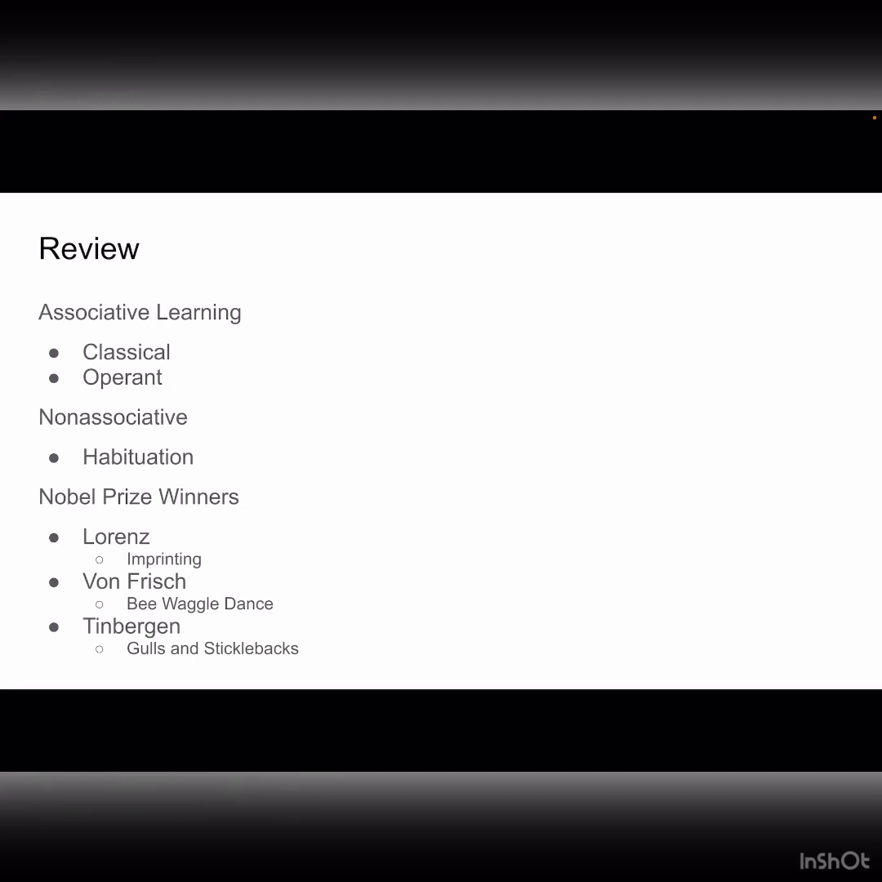Alright, today we went over quite a bit. To review, there are 2 types of learning, associative and non-associative. The 2 types of associative learning are classical and operant conditioning, while the 1 type of non-associative learning is known as habituation. For this class, the 3 important Nobel Prize winners are Lorenz, known for imprinting, von Frisch, known for his discoveries over the bee waggle dance, and Tinbergen. Recall his experiments with gulls and sticklebacks.